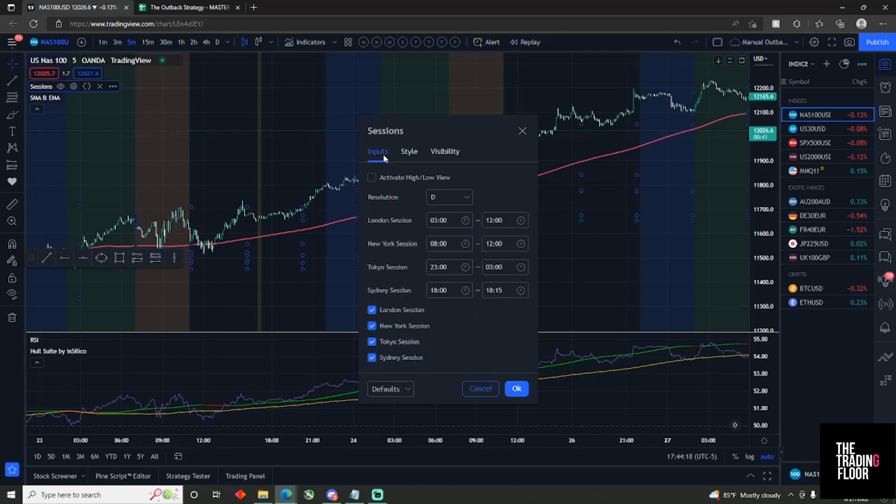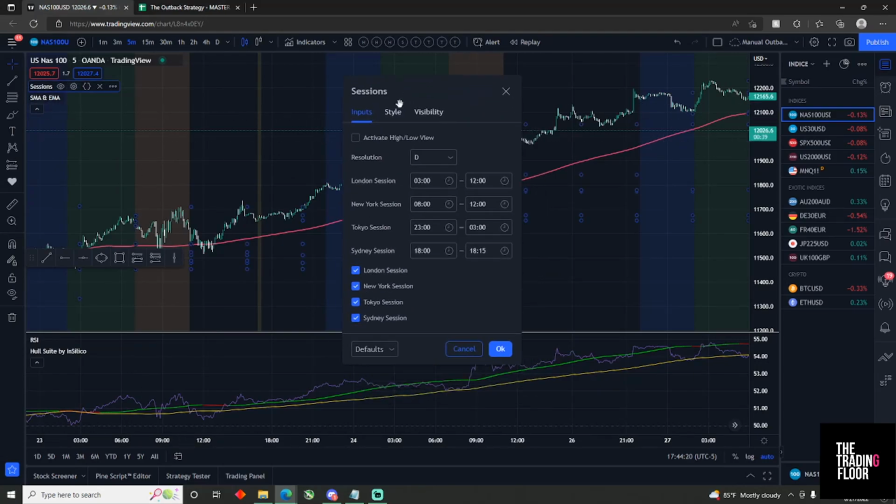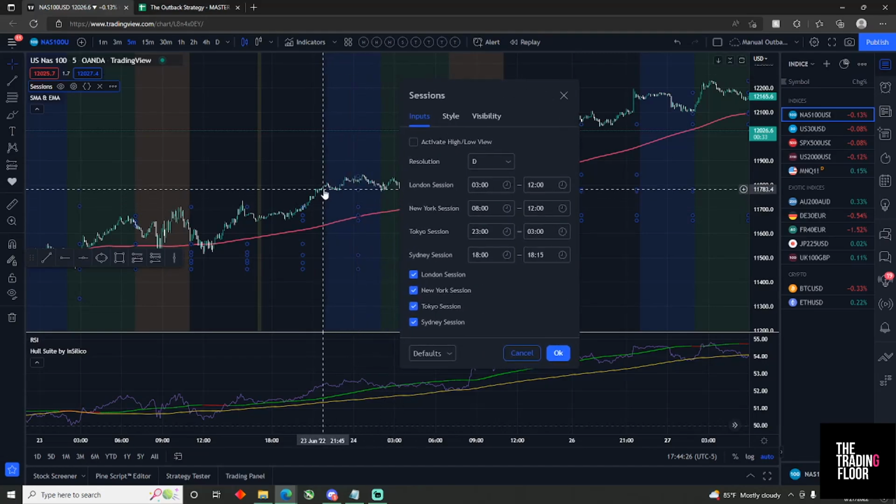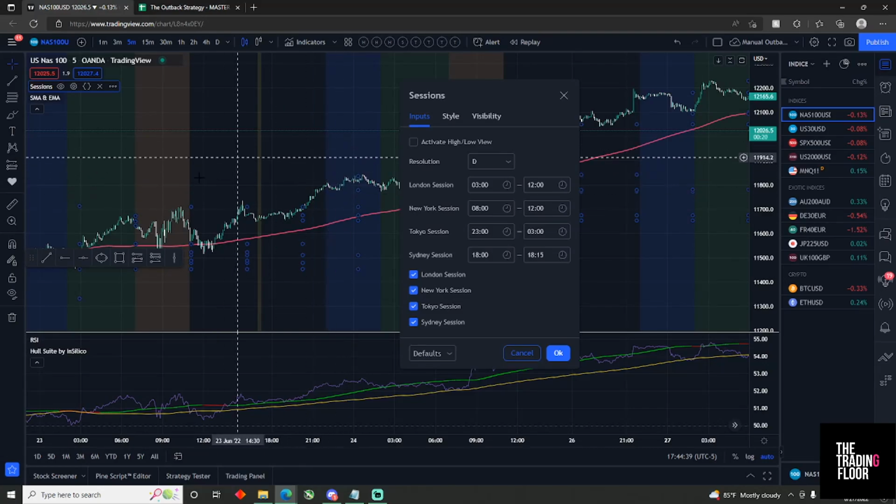And just to be clear, the sessions indicator is set to UTC -4 time zone. So in this case, I'm having to set Tokyo to 2300, so that on my charts it's 2200. So it's a little annoying. It doesn't link to your time zone, so you need to make sure that you have that set.